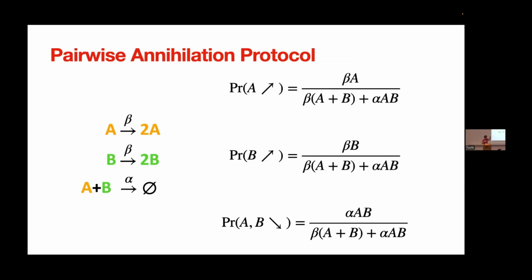Here, this is the jump chain, the discrete time jump chain, not the continuous time chain. On the numerator you put the rate, and again the rate is the rate constant times the product of the reactants. So for the first one, it's just A, so beta times A, and then you divide by the sum of all the possible reactions in the system. There are only three, so it's beta A plus beta B plus alpha AB.